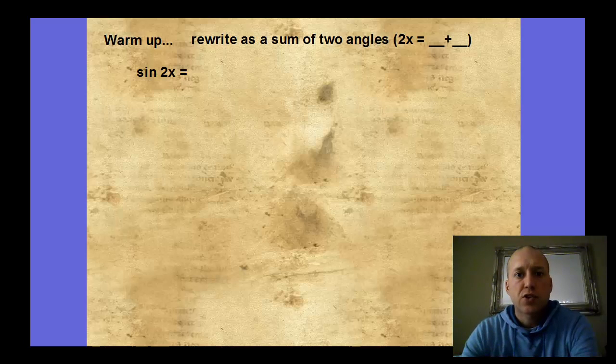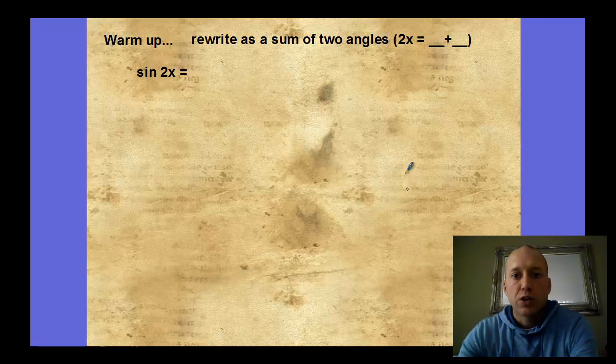Chapter 5, Section 5. So we're going to look at some more formulas for trig functions. We're going to start with this warm-up problem, which will help you see how some are created. If we look at 2x, we split it up as x plus x in basic algebra. So if we have sine 2x, we can rewrite this as the sine of x plus x.